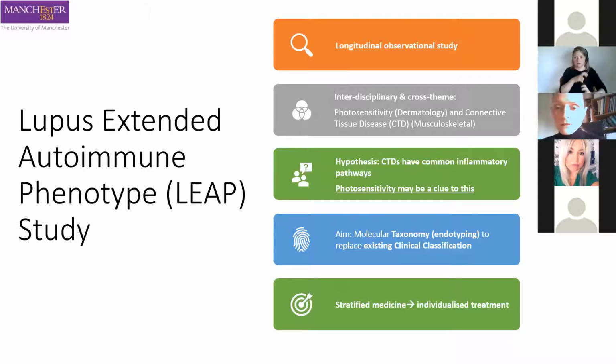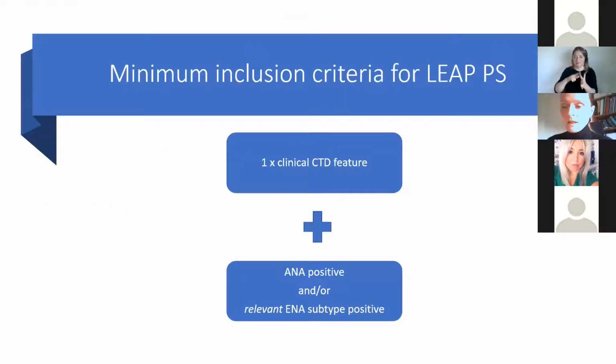The aim of the LEAP study is to move away from the existing traditional classification criteria and towards a more mechanistic molecular taxonomy based on patients' endotypes. This is an inclusive study, and therefore patients were recruited if they had any recognized connective tissue disease feature and a positive ANA and/or ENA.